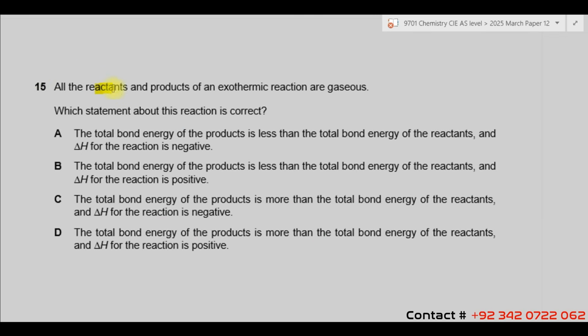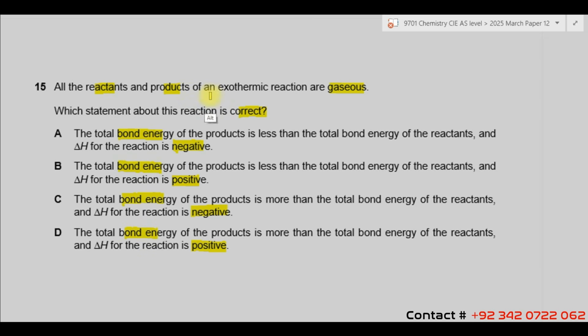Question 15. All the reactants and products of an exothermic reaction are gaseous. Which statement about the reaction is correct? It says the total bond energy of product is less than the total bond energy of the reactants, and enthalpy change for the reaction is negative. Then we have the similar one and it says enthalpy change is positive. Then enthalpy change is negative, enthalpy change is positive. So we have to find 2 things. One is the bond energy. Second thing is the enthalpy change.